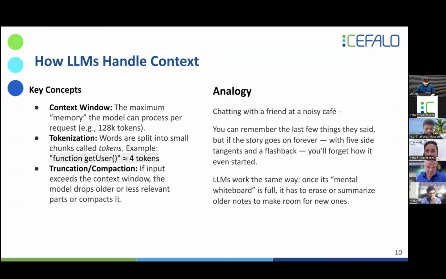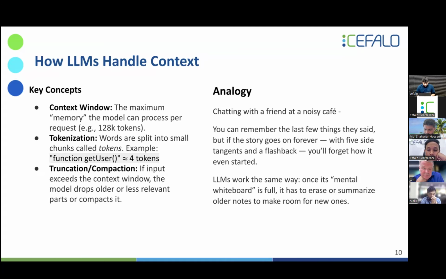So now we see why context management is important, and how these LLMs actually handle this context. To understand how LLMs handle context, we need to understand three key concepts. One is the context window, second is tokenization, and third is compaction or truncation. A context window basically means the maximum memory, or the maximum length of the request, the model can process when you're making the request.